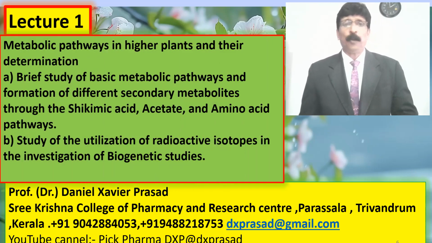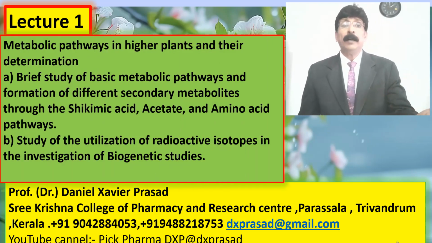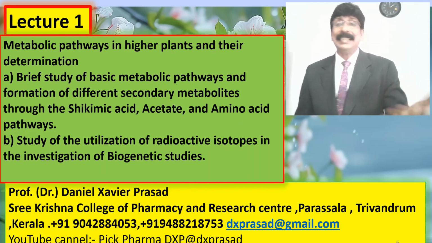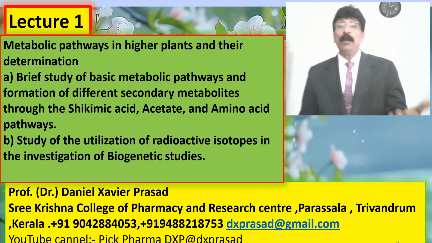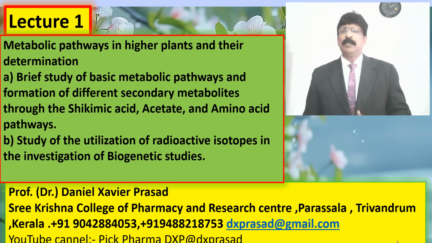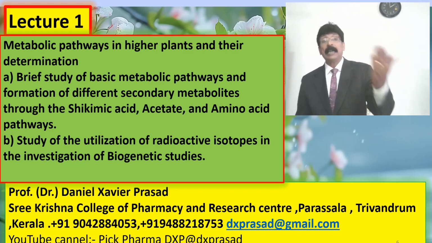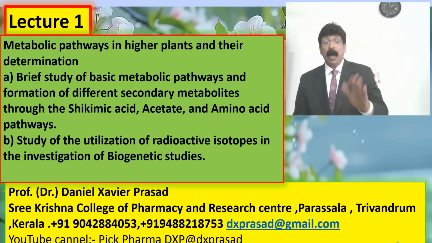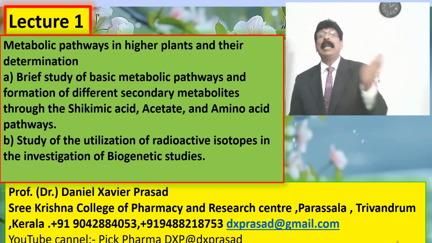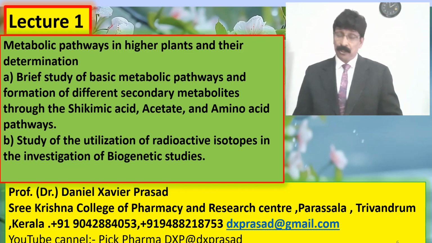So you see, this is the topic, this is the chapter: metabolic pathways in higher plants and their determination. A brief study about basic metabolic pathways and formation of different secondary metabolites through the Shikimic acid pathway, the acetate pathway, and the Shikimic acid pathway which is responsible for amino acid pathways. It is also written, but it comes from Shikimic acid, and conversion of chorismic acid to other aromatic amino acids, and aliphatic amino acids separately. You should know about that also.